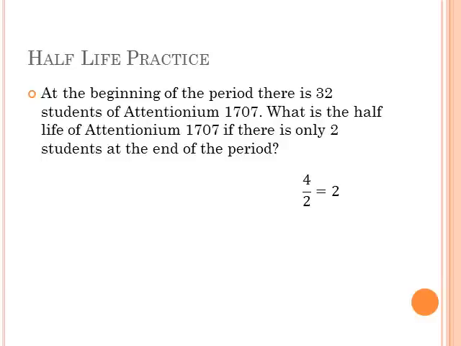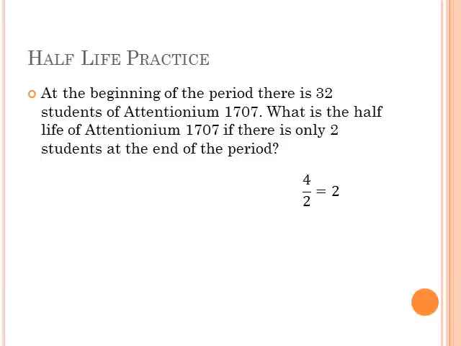Here's another example of a half-life question. It's just my made-up example. At the beginning of the period, let's say there are 32 students of attentionium. I'm just making this up. 1707, which is my room number. What is the half-life of attentionium-1707 if there are only 2 students at the end of the period?